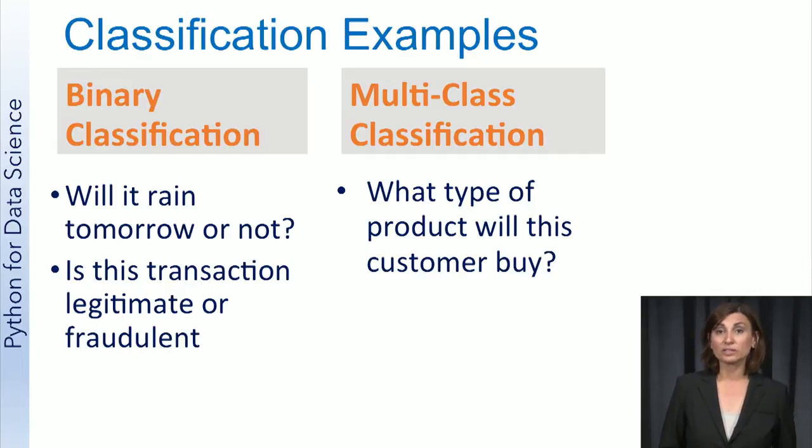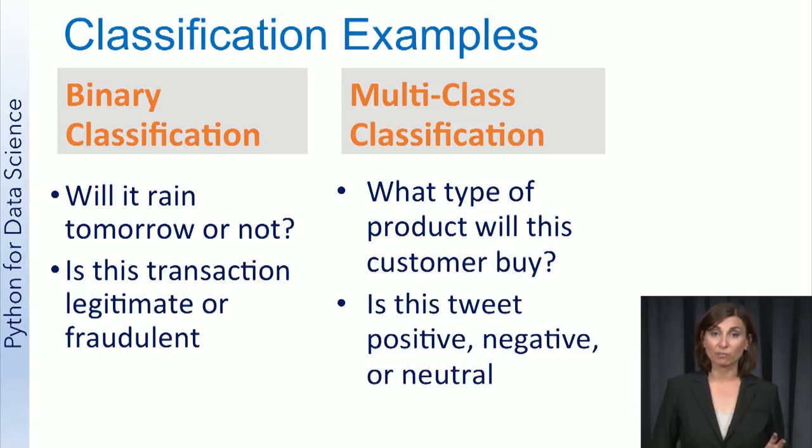Another example is categorizing a tweet as having positive, negative, or neutral sentiment. Again, the number of possible values for the target is more than two here, although it's three. So this is also a multi-class classification task.